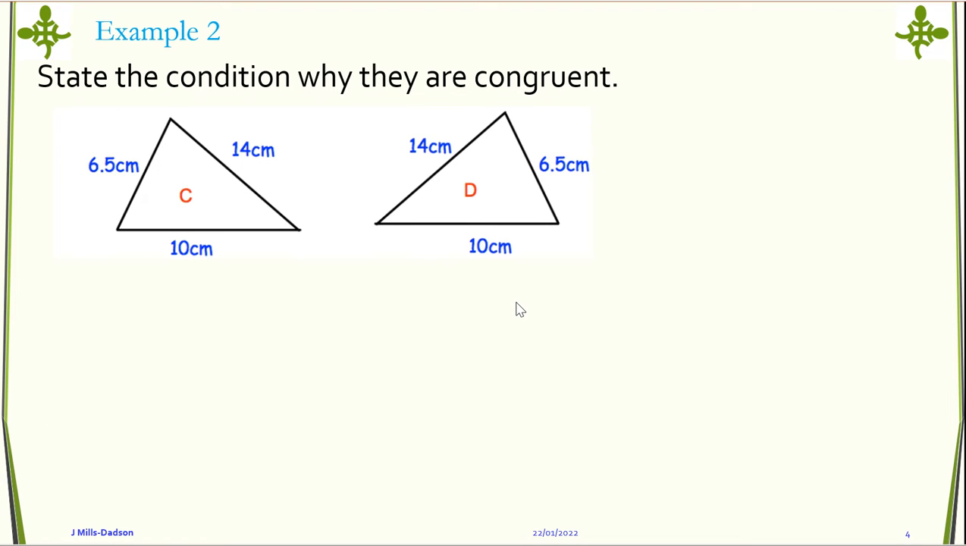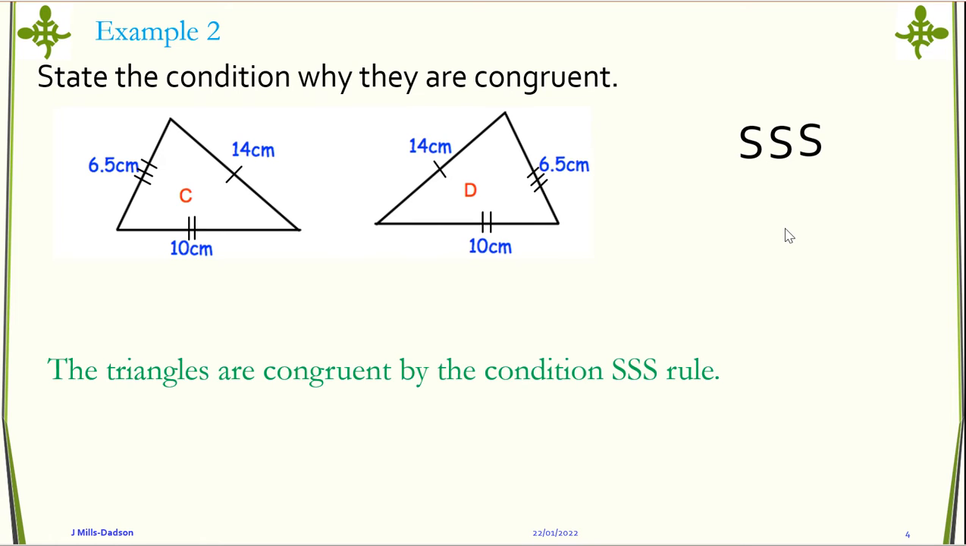Let's look at example 2. What condition will make these two congruent? 14 cm same side, that's a side. 10 cm also same side, another side. 6.5 cm same side. So we can say the two triangles C and D are congruent by the condition side side side.